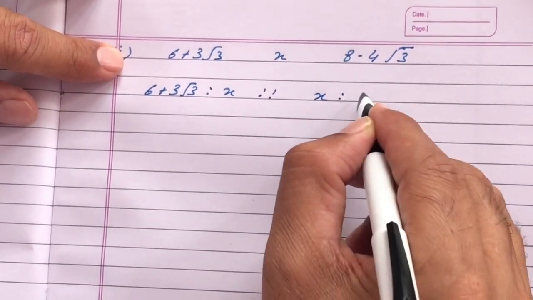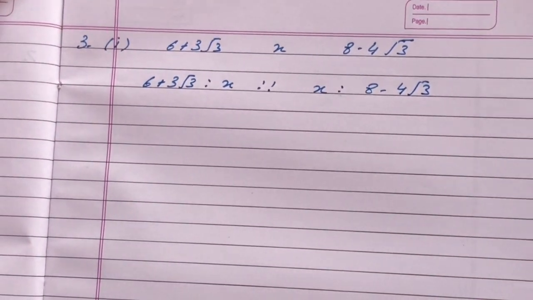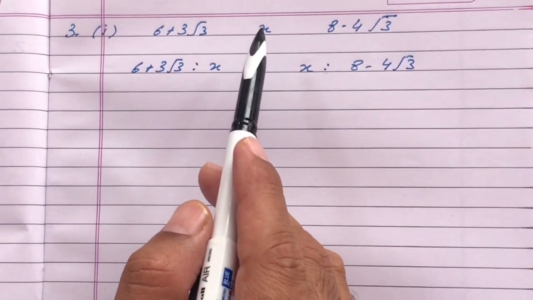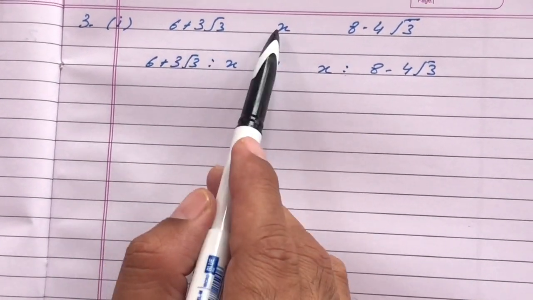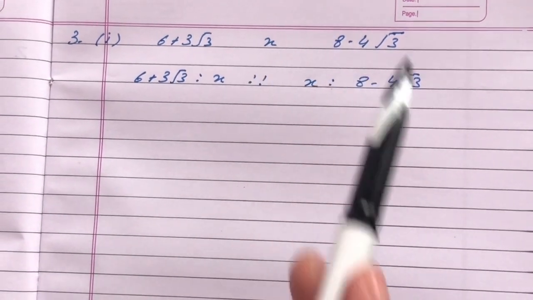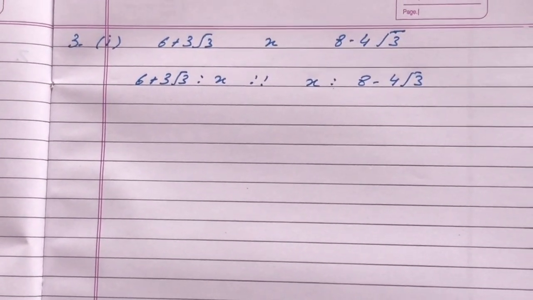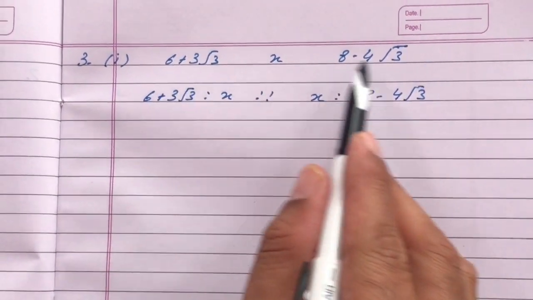Then x ratio 8 minus 4 root 3. The formula is same. So when I have to find mean proportion, I write x in the middle, and now I have 3 numbers. To make it 4, I have to repeat the middle number. Just done in question number 2, part 2. So formula is same. Product of means.